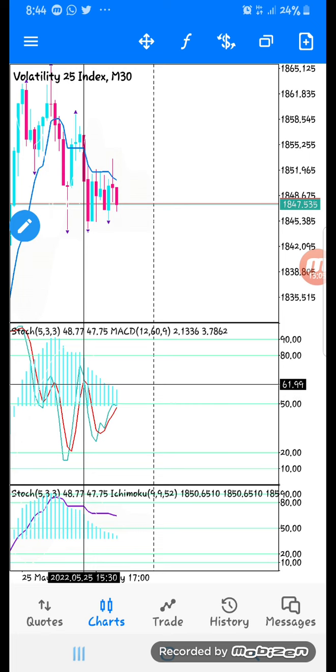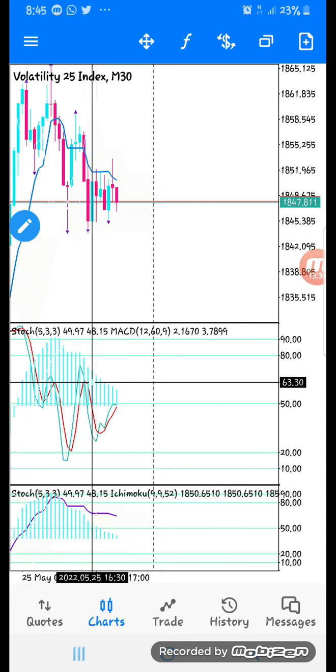First, let the Ichimoku be pointing towards the direction you want to place a trade. If it is bullish, the Ichimoku should be pointing upward. If it is bearish, the Ichimoku should be pointing downward. That is, follow the direction of the Ichimoku to place your trade. Don't always place the trade against the Ichimoku direction. You get? So you place the trade.